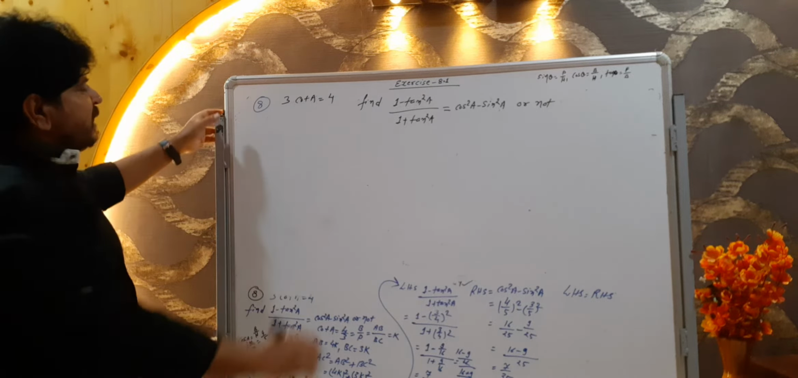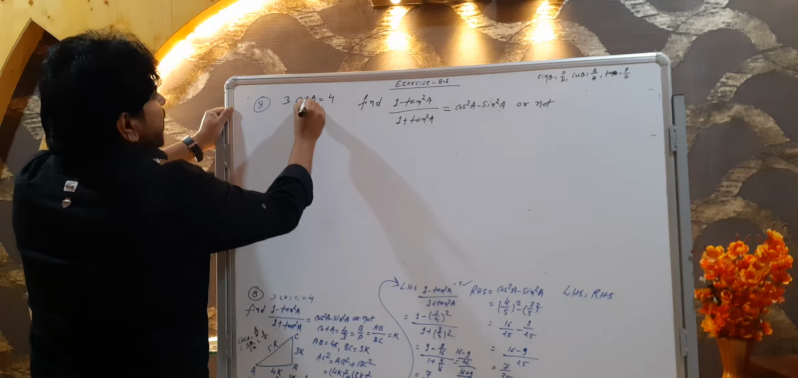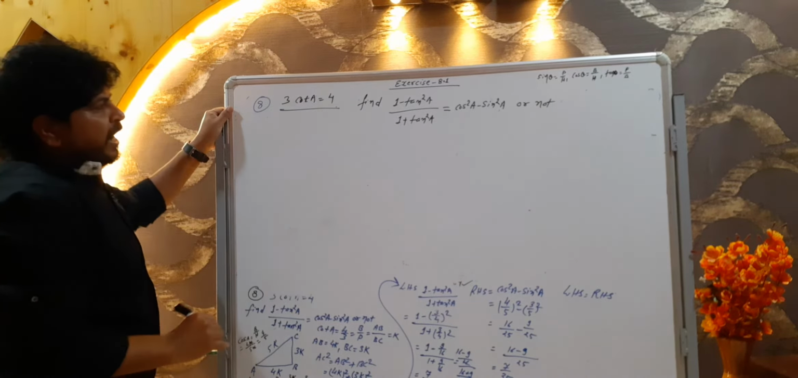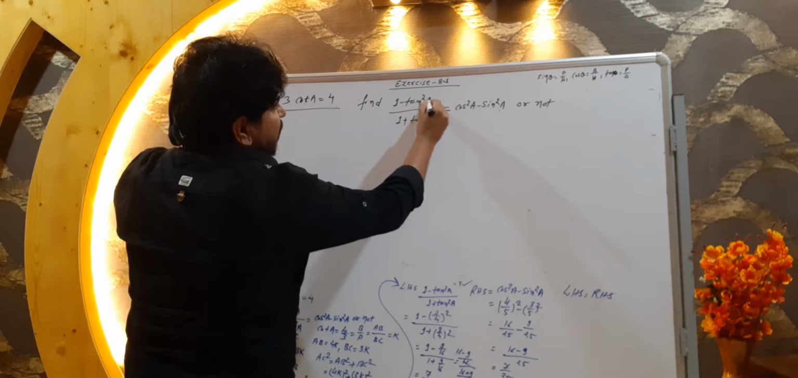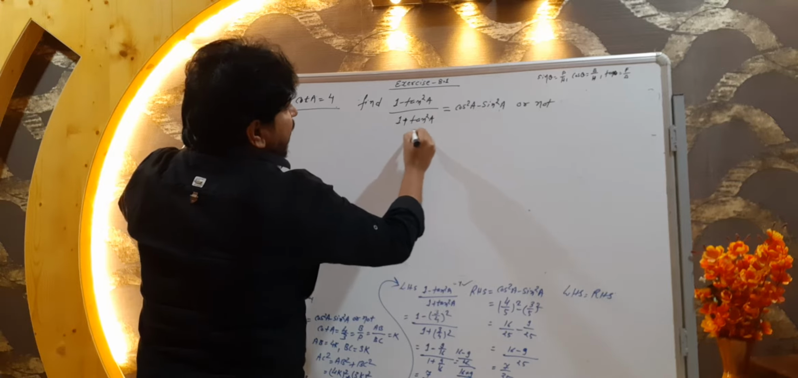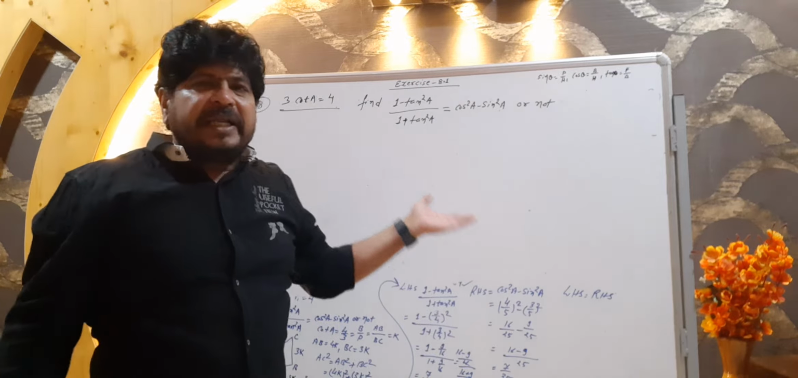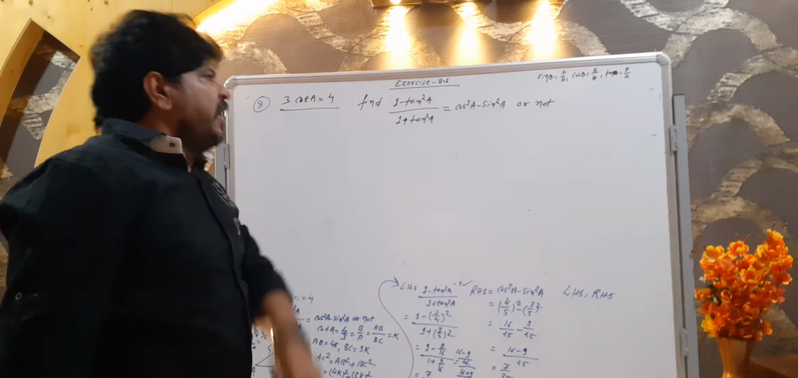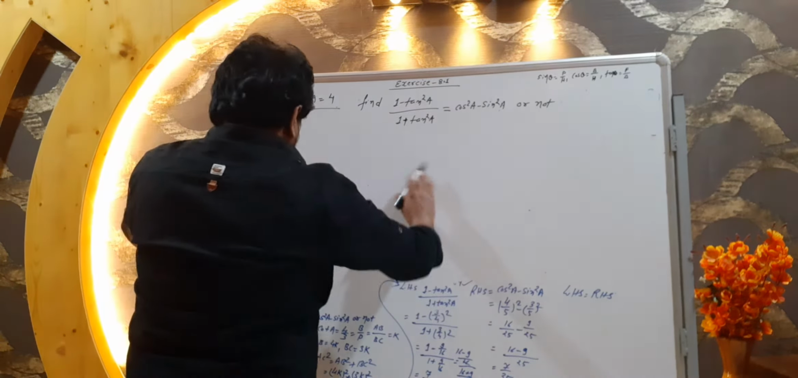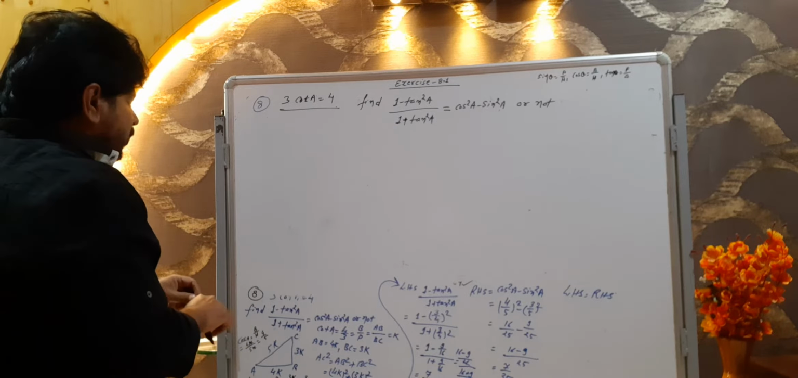Look, what condition is given? The condition given is 3 cot A is equal to 4. And we have to find out whether 1 minus tan square A upon 1 plus tan square A is equal to cos square A minus sin square A or not. Is it equal or not? That only we have to prove. Okay, no problem, easily we can prove all of this.